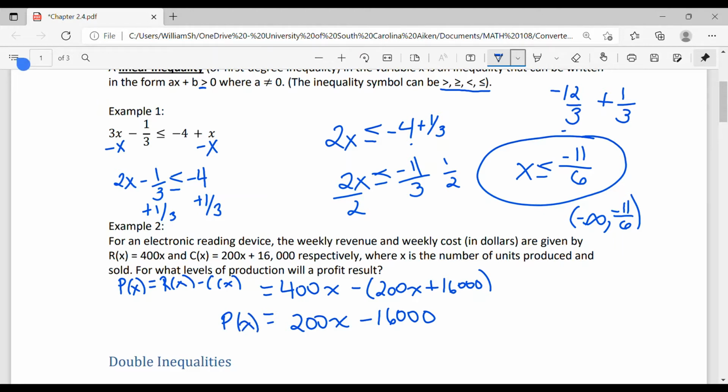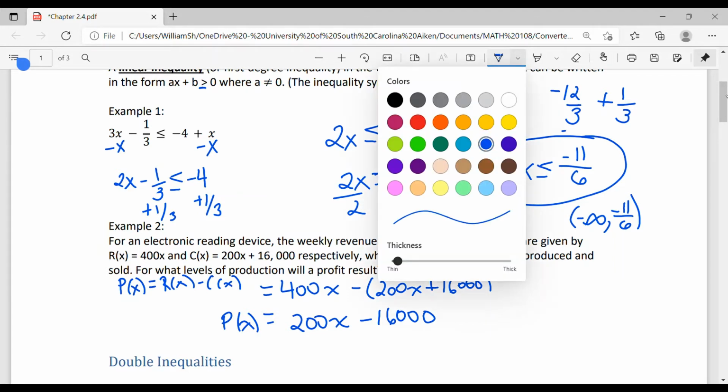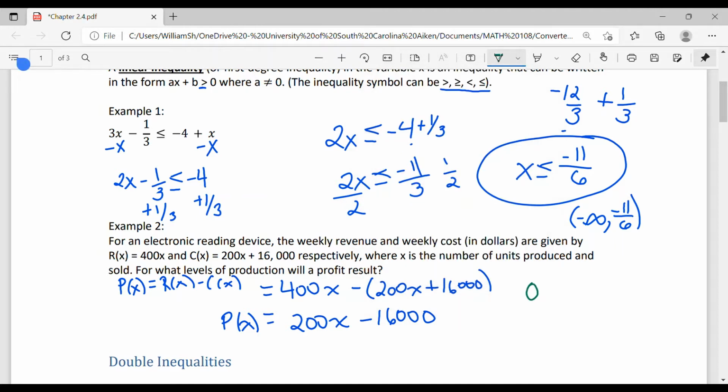But what we want to know is what levels of production will a profit result? So in order to make a profit, we have to make more than $0. Okay, can't make $0. You don't make a profit at $0. You make a profit if you make more than $0. So what we're going to want to do here is say, okay, well that means that I need this equation to be greater than 0. Okay, now I can solve for my x here.